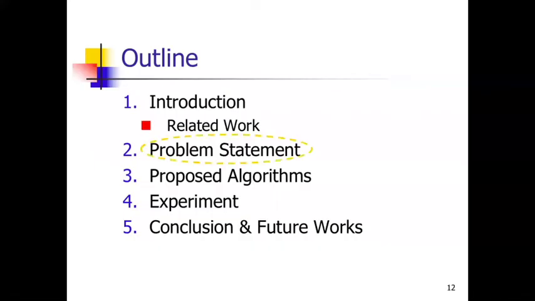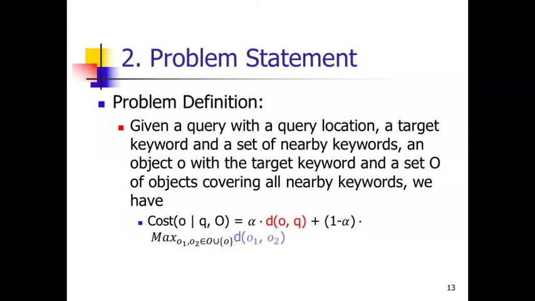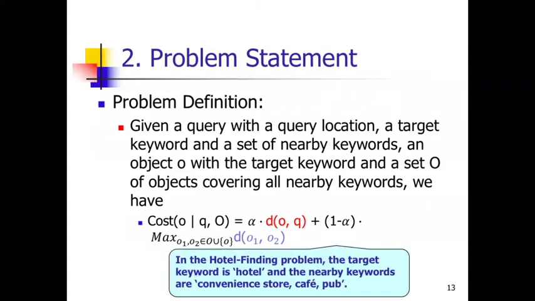Now let's go to the problem statement. In NSKQ, we call the keyword that the desired object should contain the target keyword, and we call all the keywords that nearby objects should cover the nearby keywords. So in the hotel finding problem, the target keyword is hotel and the nearby keywords are convenience store, cafe, and pub.